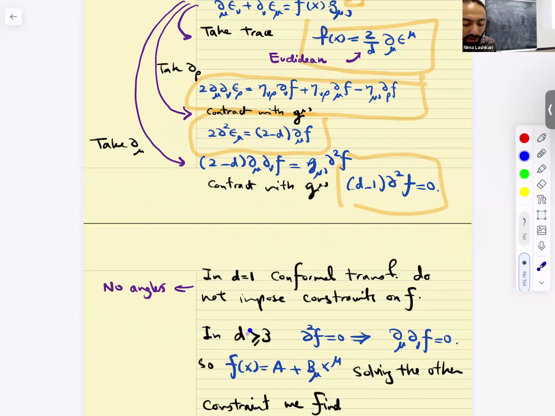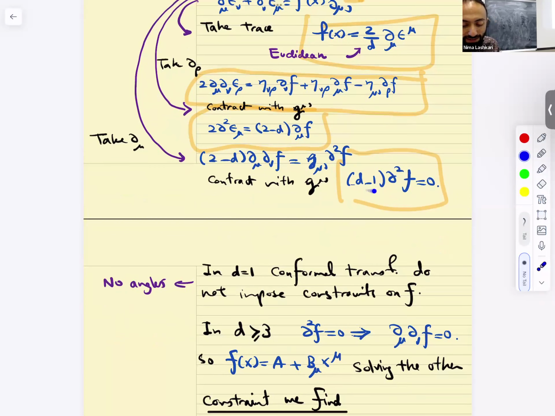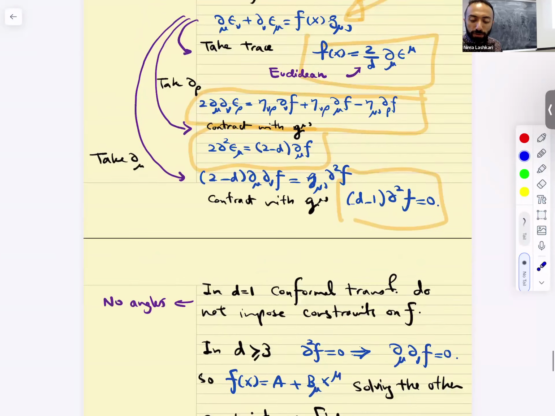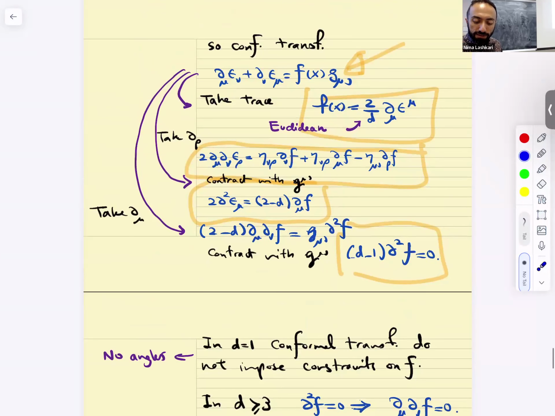In d larger than or equal to 3 dimensions, this is non-zero. Therefore, del squared of f has to be 0. It has to be a harmonic function. That tells you that f of x has to be a plus b mu x mu. So that solves this equation. Then you plug that back in inside these relations. You just solve it. I trust you guys can solve it. You find that these are all the conformal transformations that exist in 3 and higher dimensions.